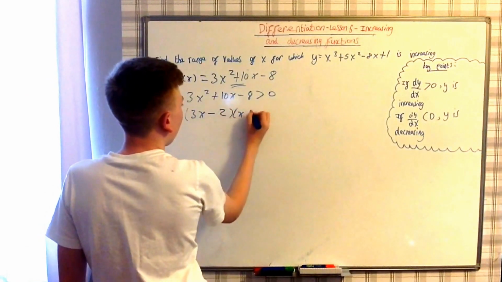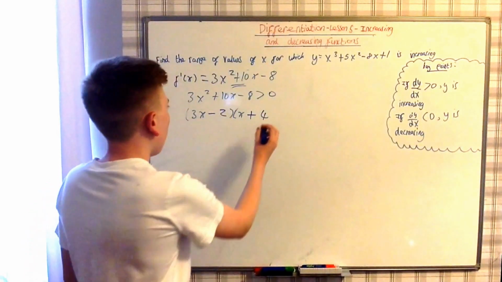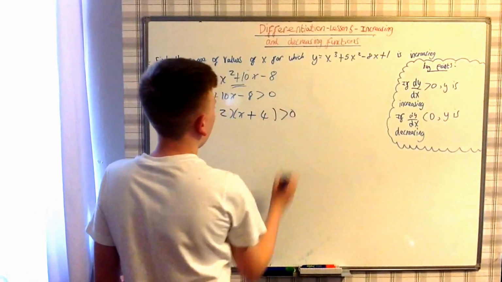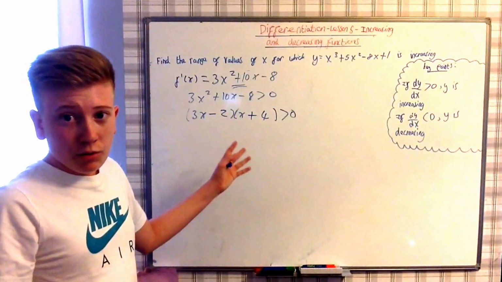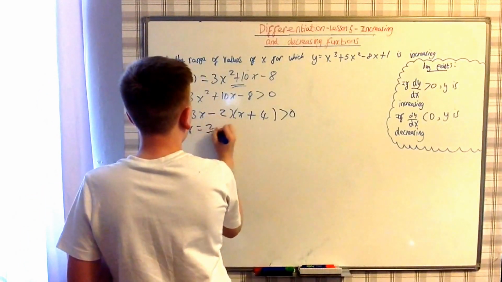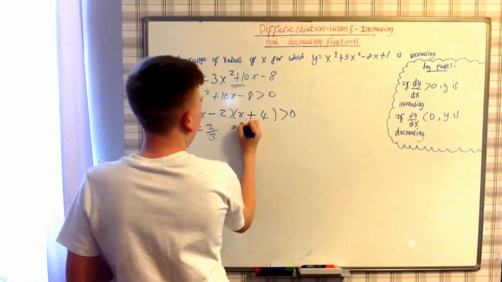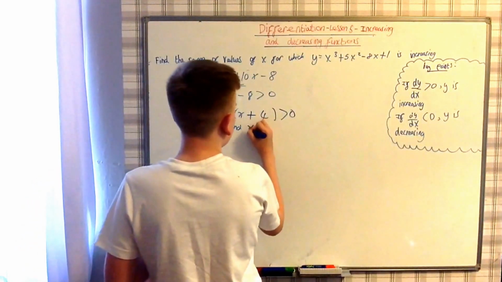3x minus 2 and x plus 4, I believe works, is greater than 0. So the two values of x which we get making each bracket equal to 0 is x equals 2/3 and x is going to be minus 4 if you move the 4 across.